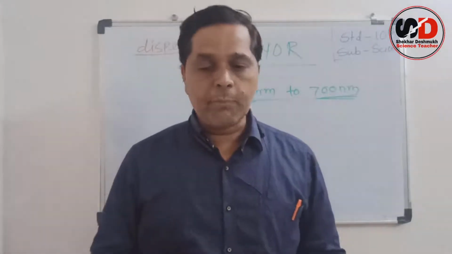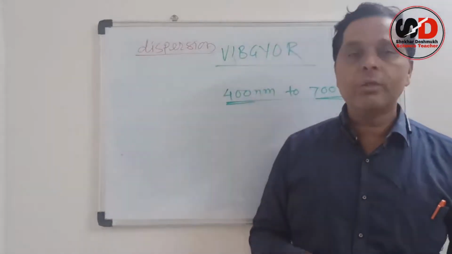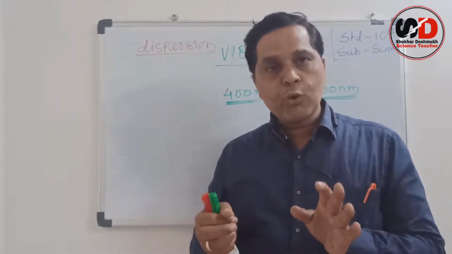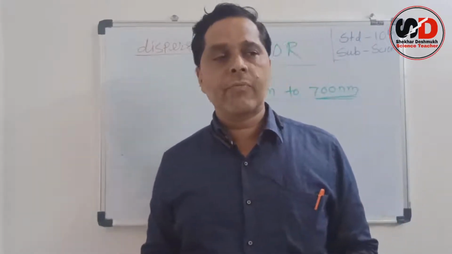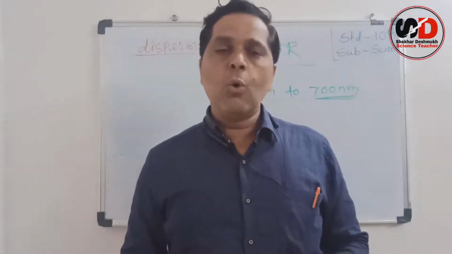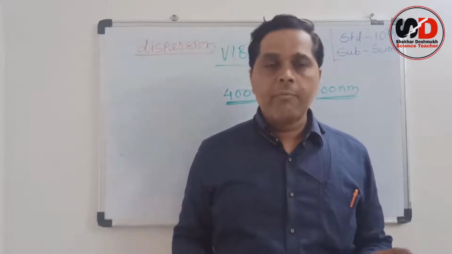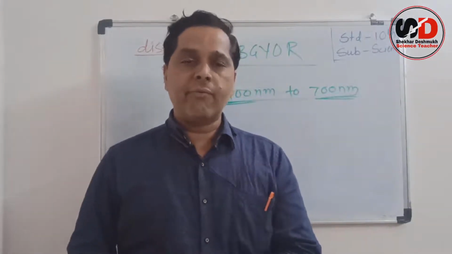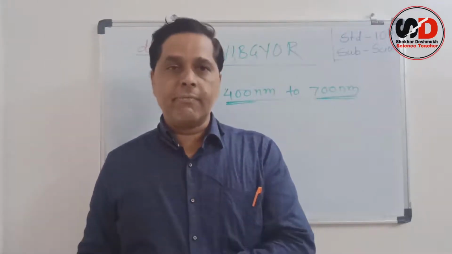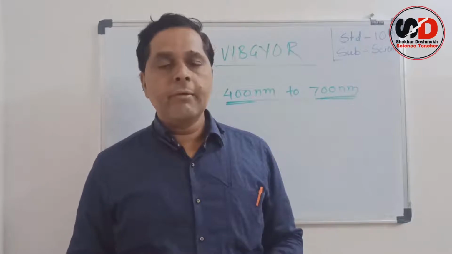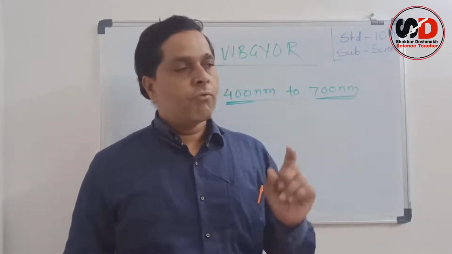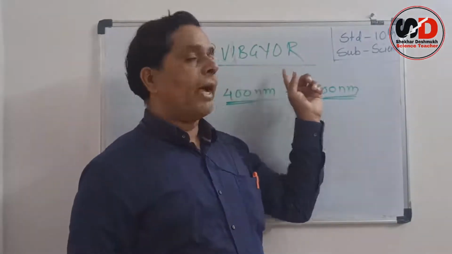What is it? The process of separation of light into its component colors. What is the meaning of component colors? Component colors means all these 7 colors are present in white light. Only they get separated by means of any medium. Whenever it travels into any medium, all these colors get separated. And why do they get separated? Because the refractive index for each color of light is different.